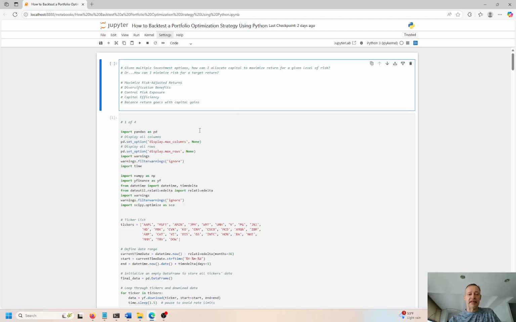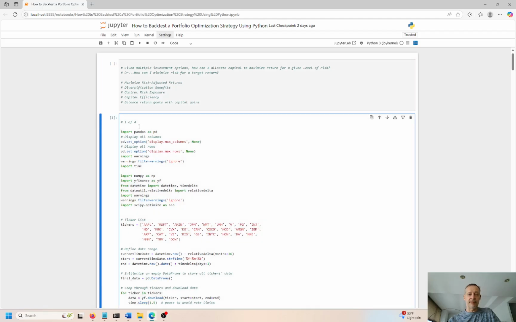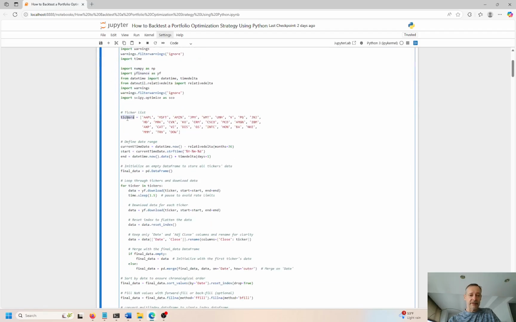So I have this exact code in one of my other videos about portfolio optimization. We're going to import some data from Yahoo Finance. Okay, so this library here is very important. These are the tickers. I'm going to go back in time 3 years. 36 months is 3 years.